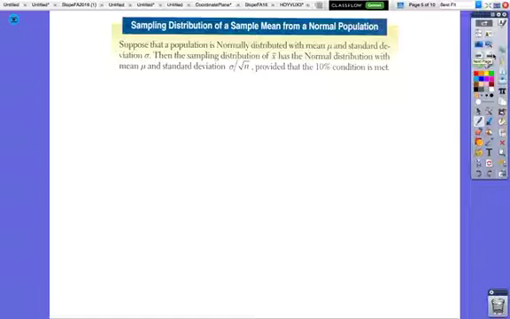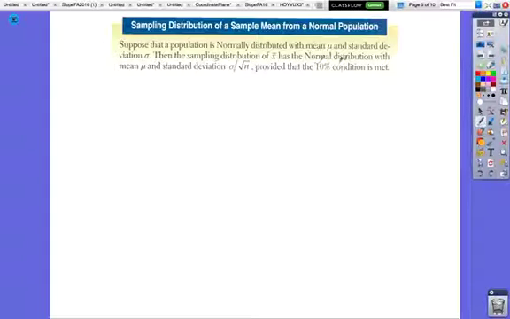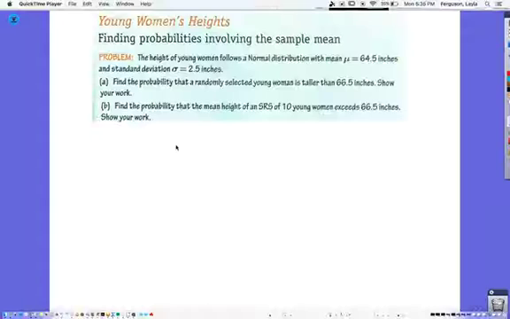Sampling distribution of a sample mean from a normal population. Suppose that a population is normally distributed with mean mu and a standard deviation sigma. Then the sampling distribution of X bar has a normal distribution with a mean mu and a standard deviation sigma over the square root of n, provided that the 10% condition is met.